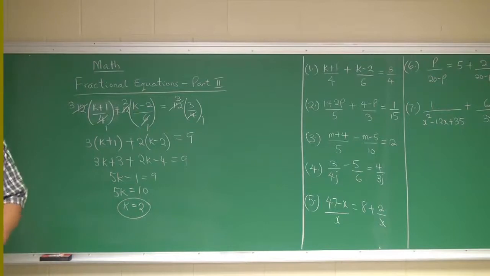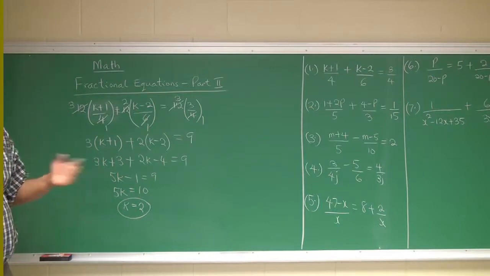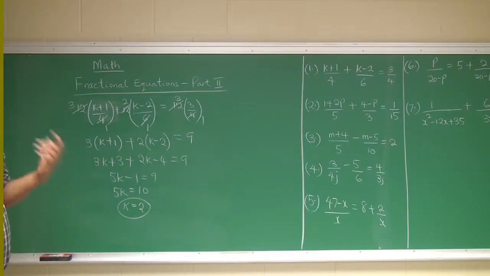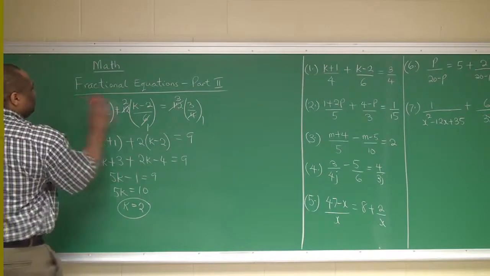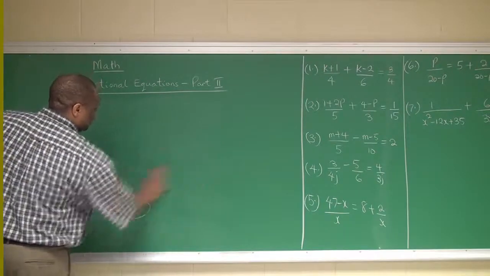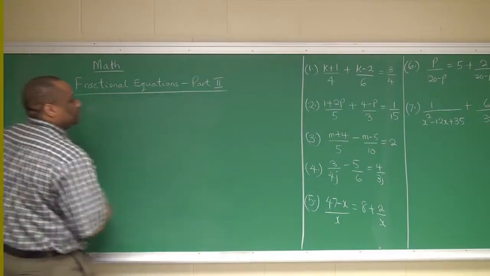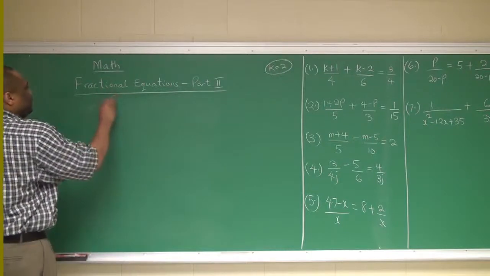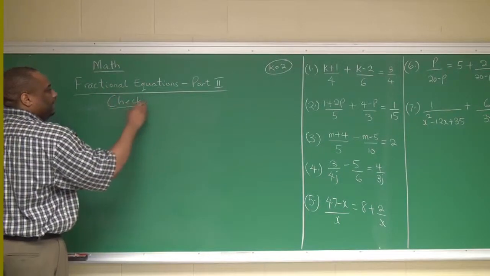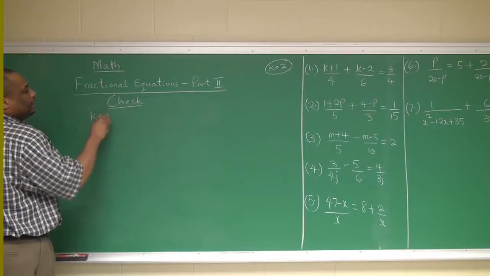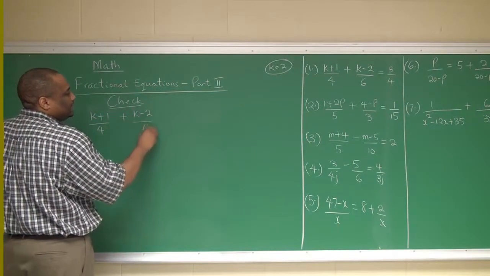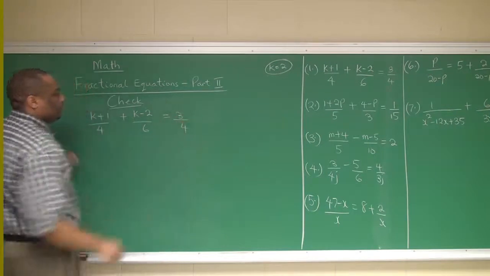Now, do we stop here? No, we do not stop here. We've got to check to make sure that our left-hand side is equal to our right-hand side. So how do we do that? We know that our k is 2, so let me write it here that k is 2. To check, we write check and underline it. We write the main problem: k plus 1 over 4 plus k minus 2 over 6 equal to 3 over 4.